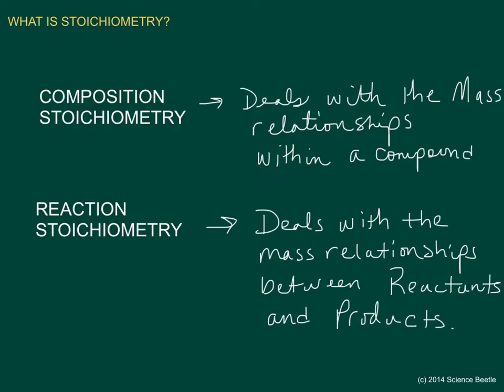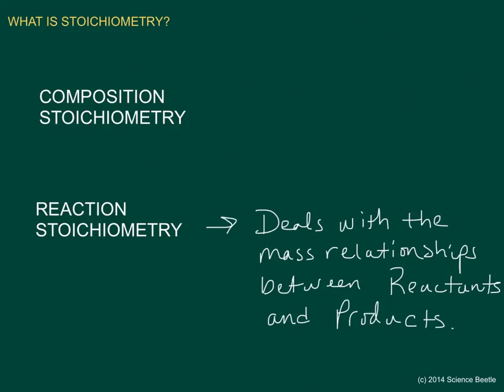Another way of looking at this would be if we take, for example, let me erase this. We're going to take a look at composition stoichiometry first. For composition stoichiometry, it's kind of like taking that example that I gave you, NaCl, and looking at the mass of sodium versus the mass of chlorine. That's essentially what we're doing here. It's the relationship between the elements inside this one compound.